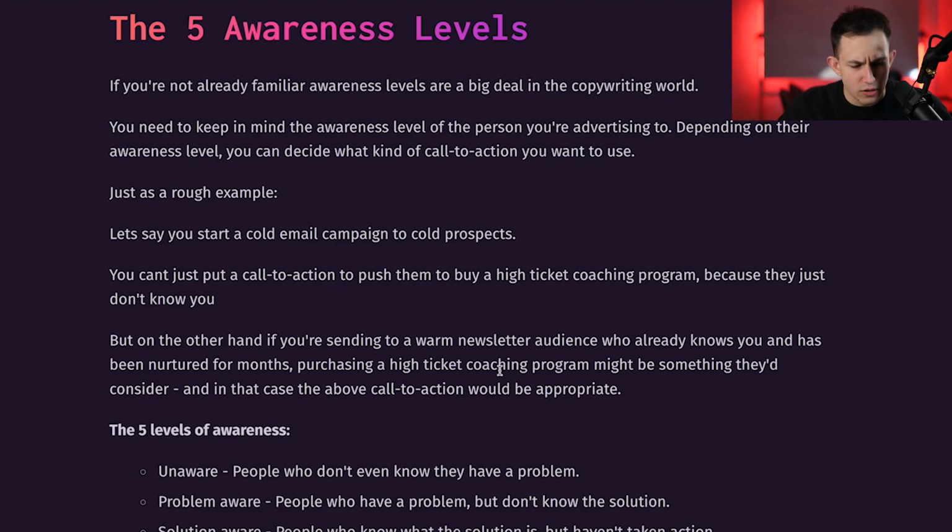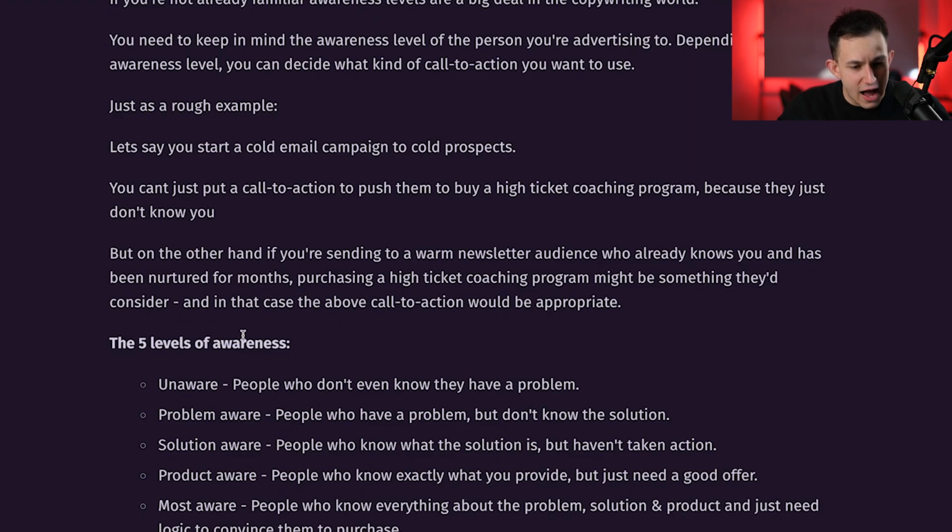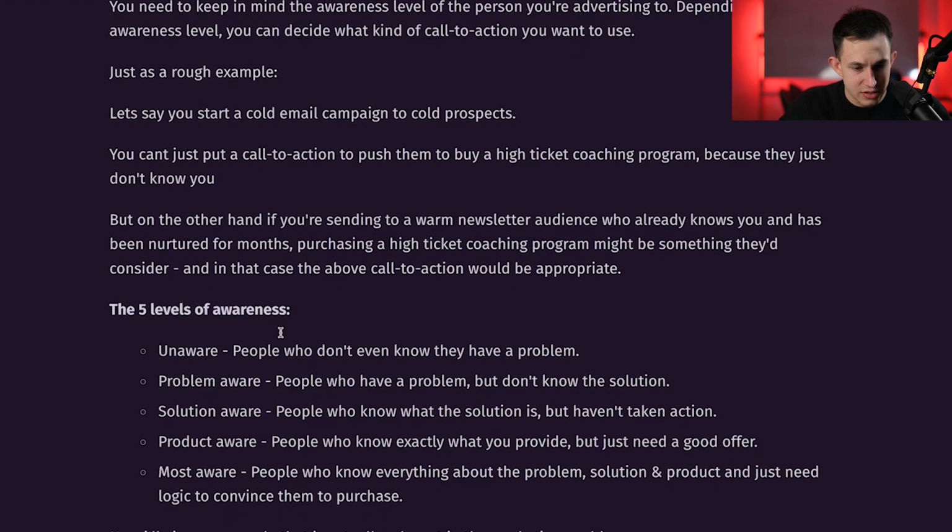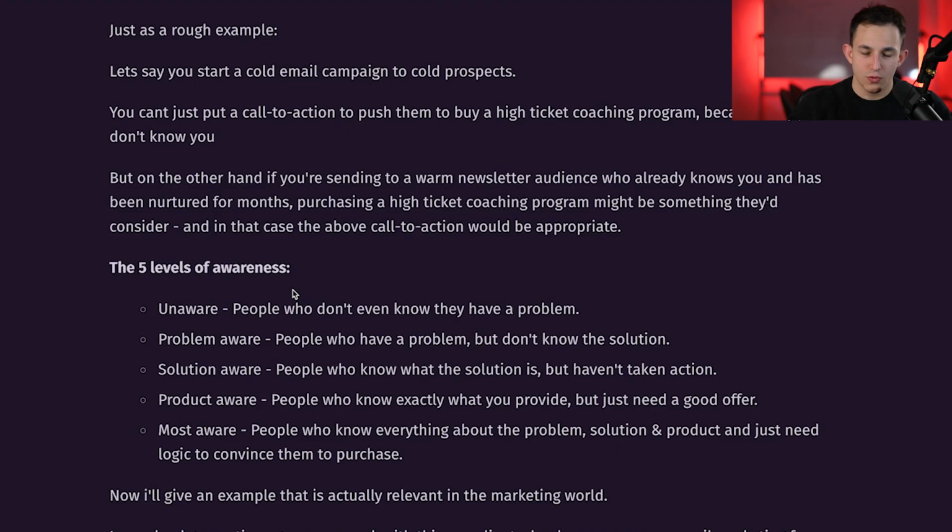Now, I'm going to talk about in here the 5 levels of awareness. Now, level number 1, which is, I guess, the worst level you could be at, the unaware. These are people who don't even know they have the problem that you are trying to solve. These are the people who are going to be the hardest to sell to. Then there are problem-aware people. These are people who know they have a problem, but they don't know that a solution exists.